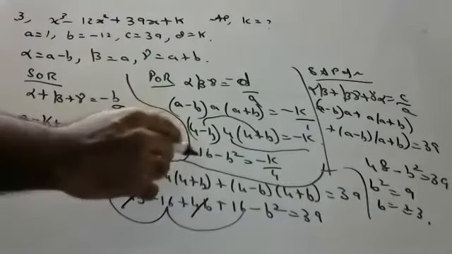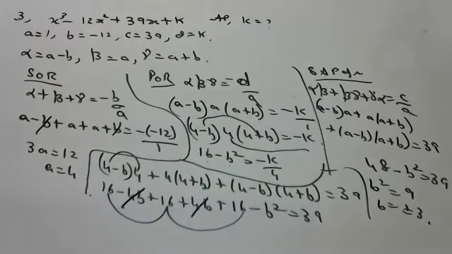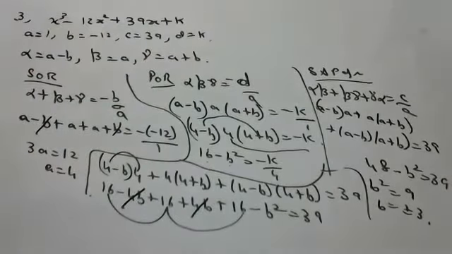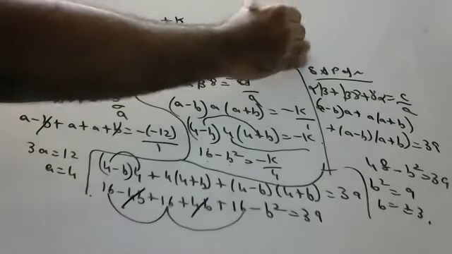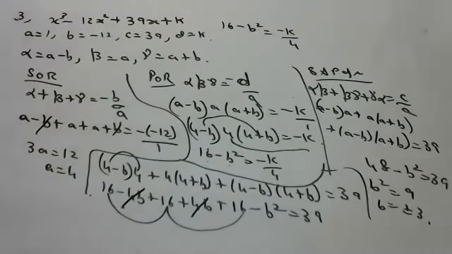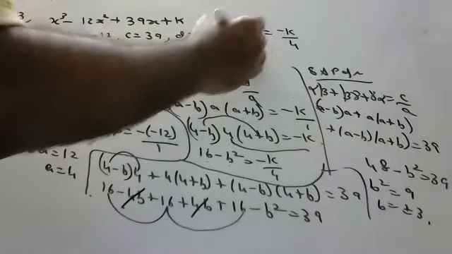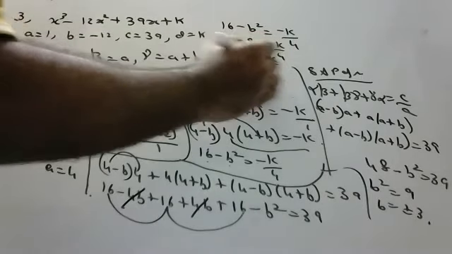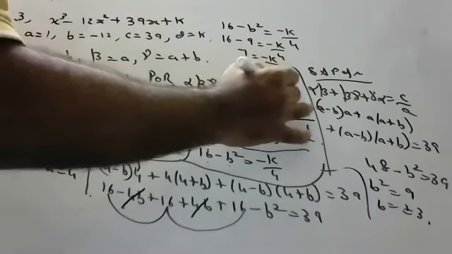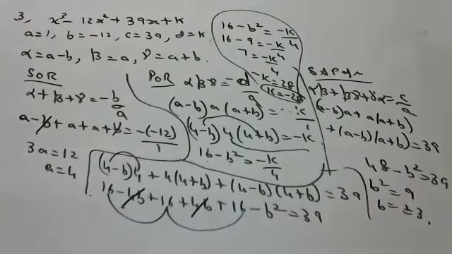Now, what was the condition we got here, children? 16 minus B square is equal to minus K by 4. Let's put once plus, once minus. I'm doing it on the top so that you will not get any confusion. Once I should use plus 3, once I should use minus 3. I'm using plus 3, you do minus, children. 16 minus plus 3 whole square, which is 9, is equal to minus k by 4. 16 minus 9 is 7 is equal to minus k by 4. Minus k is equal to 28. K is equal to minus 28, if you use b is equal to plus 3. If you use b is equal to minus 3, you will get some other answer, children.